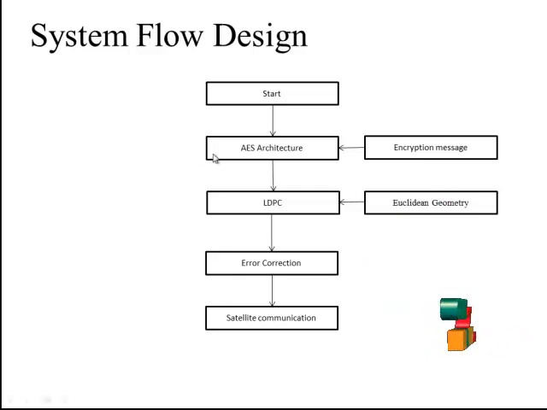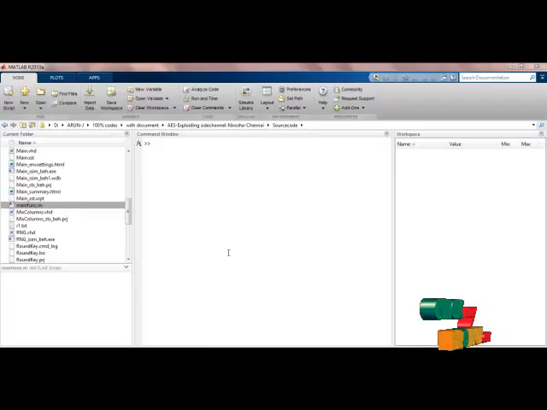So we have designed the AES architecture, and we are applying that to the message which we have to encrypt. After that, we are applying LDPC, low density parity check, and that is also based on Euclidean geometry, as our enhancement. So in this process, we can conclude that we have enhanced with Euclidean geometry based LDPC. Let's see the running procedure of our AES process.